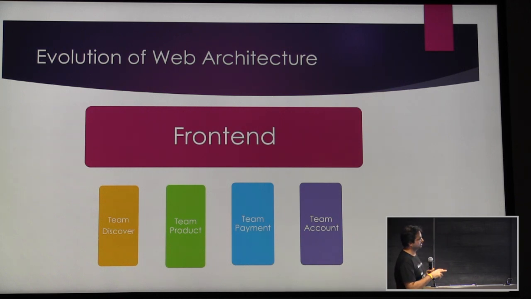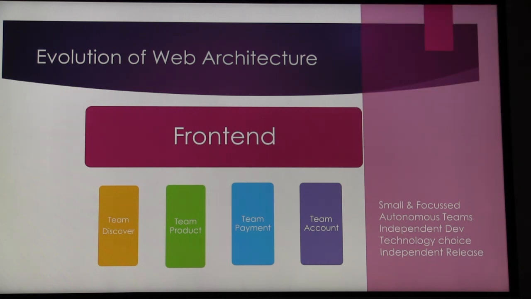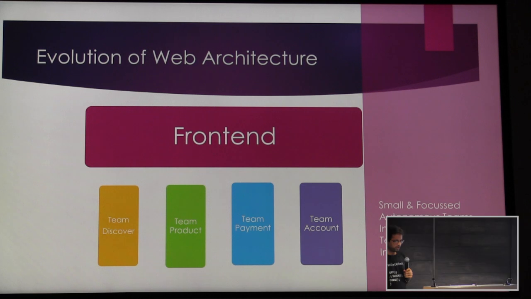Basically, each team would be independent in their workflow, and this had several benefits. Small and focused. We had autonomous teams having independent development and release schedules. Technology choice, people could write one backend in Java and the other in Go and the other in C Sharp or whatever. And this is where we currently are. I think this architecture has been quite popularized with the likes of Netflix.